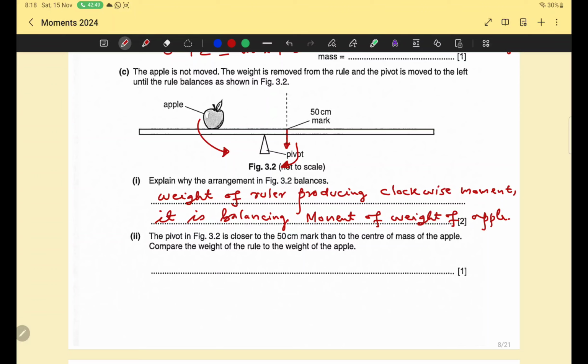ठीक है बेटा. When ruler was pivoted at 50 centimeter mark, the weight of the ruler was inactive. It could not produce turning effect. But right now, pivot is not at 50 centimeter. So the weight of the ruler producing clockwise movement at this moment is balancing the movement of weight of the apple. So the ruler is balanced.